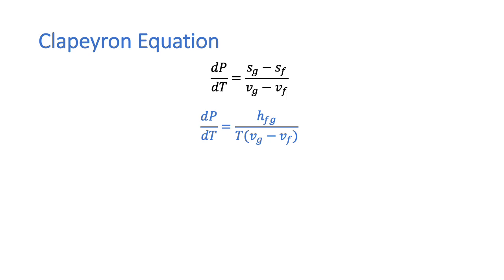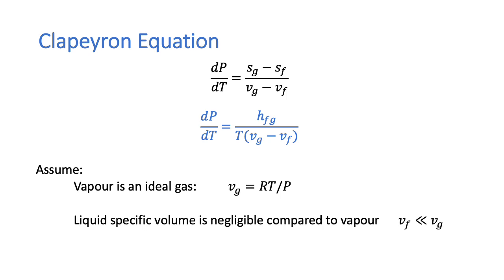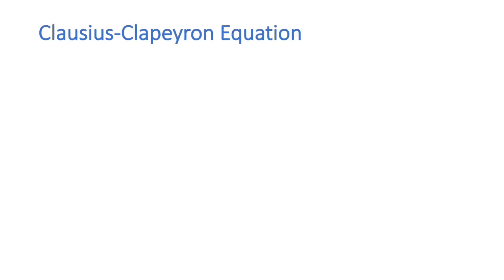Now we can simplify this equation further if we assume that the vapor is an ideal gas, so that Vg is equal to RT upon P, and that the liquid specific volume is negligible compared to the vapor. So Vf is much less than Vg. And at most ordinary pressures, this is a pretty good assumption. Making these substitutions, we can now write an equation that dP by dT is equal to Hfg times P upon RT square. Remember, this only applies if we assume that the vapor is an ideal gas.